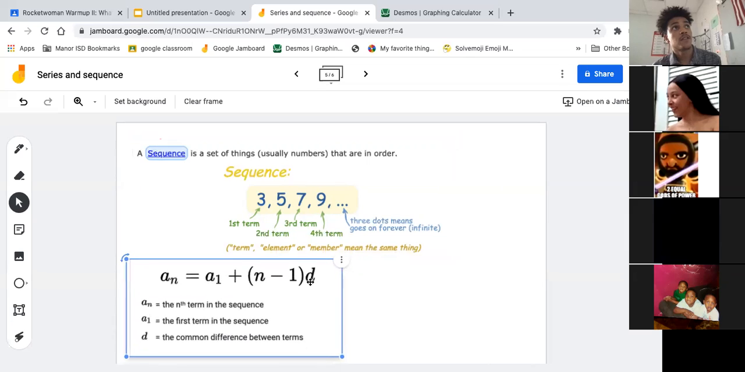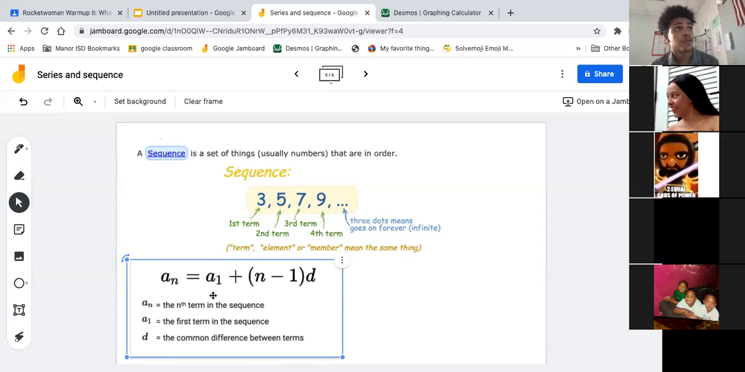So sequences can be described using this formula below. a_n equals a_1 plus parentheses n minus 1 times d. This looks confusing when you first see it, but I'm going to break it down. So a_n is whatever term you're looking for. If you want to know the first number, it would be a_1. The second is a_2. Third, a_3. The 50th is a_50.